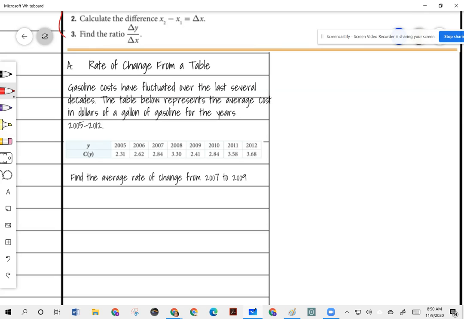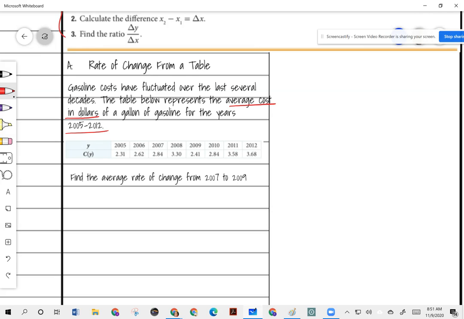So we've got gasoline costs have fluctuated over the last several decades. The table below represents the average cost in dollars of a gallon of gasoline for the years 2005 to 2012. All right, so the C is going to be the cost. Find the average rate of change from 2007 to 2009.